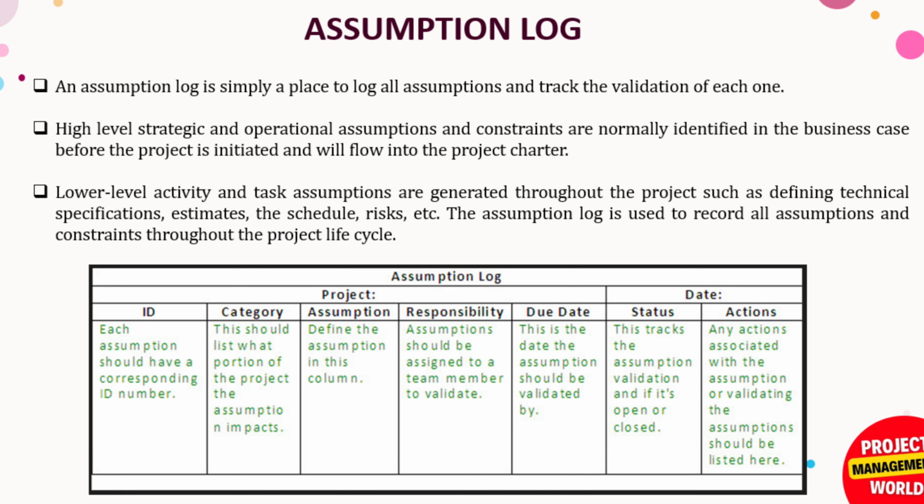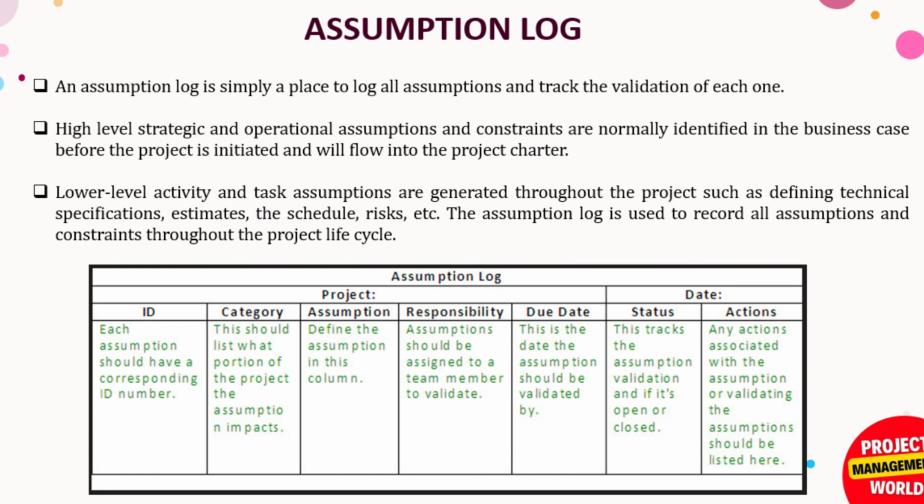Now let's see how it looks. Here you can see in the table a sample assumption log template. You may see a different kind of template, but these are the columns that must be there in an assumption log. We mention the project number and the date. This column shows the ID; we can give a unique ID number to each assumption. Then the next one is the category. This should list what portion of the project the assumption impacts. Then we define the assumption in the third column.